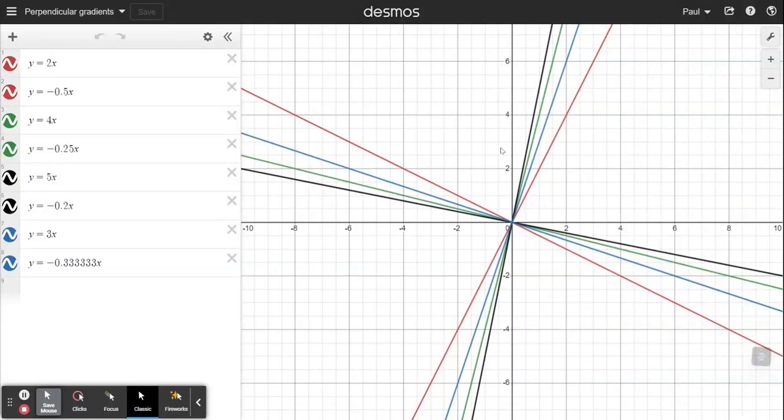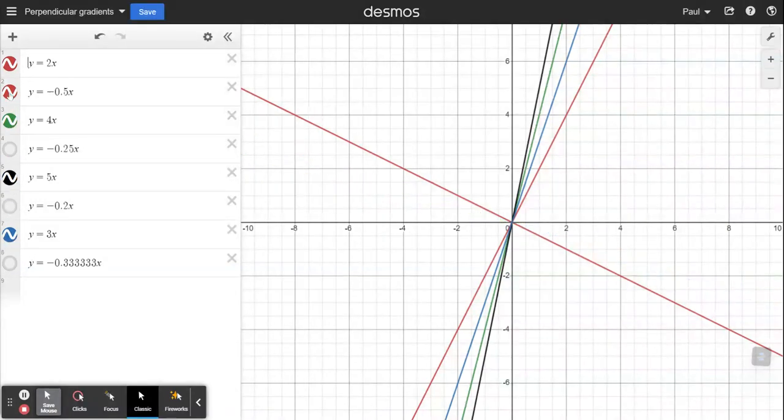You'll also see that if it's a steeper line, like this black line here, if I turn off the negative gradients for the moment, the steeper line, the black line, has a larger gradient. So the steeper the line, the larger the m value in y equals mx plus c. The higher the m value, the higher the gradient, the steeper the line. The lower the gradient, the less steep the line is.